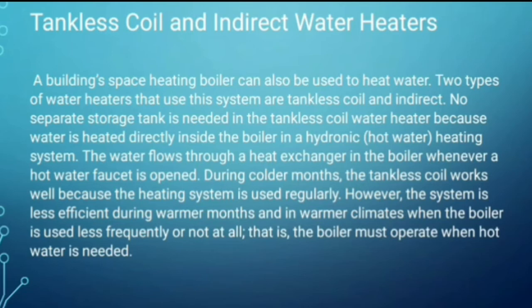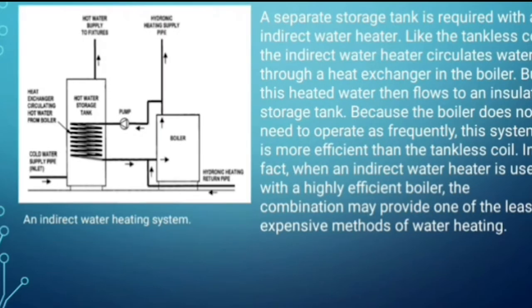During colder months, the tankless coils work well because the heating system is used regularly. However, the system is less efficient during warmer months and in warmer climates, when the boiler is used less frequently or not at all. That is, the boiler must operate whenever hot water is needed. Then, a separate tank is required with an indirect water heater.